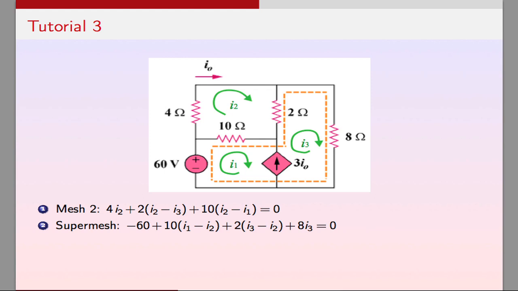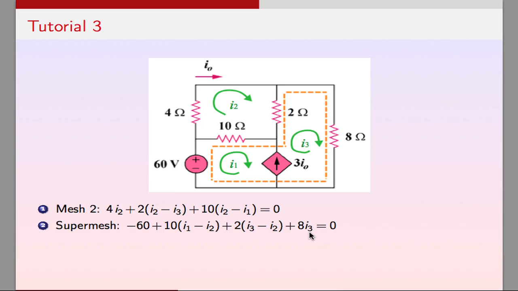Now for the super mesh equation, let's start at the voltage source. So we have minus 60 plus, again, 10 (I1 minus I2), and then we go up here, 2, and then we take a difference between I3 and I2, and finally plus 8 times I3, and this equals 0.